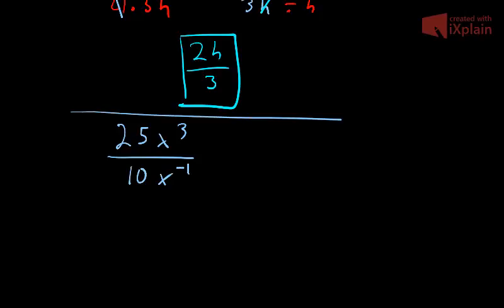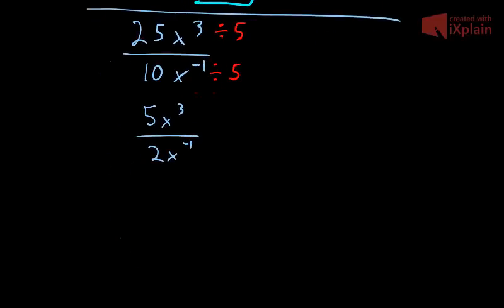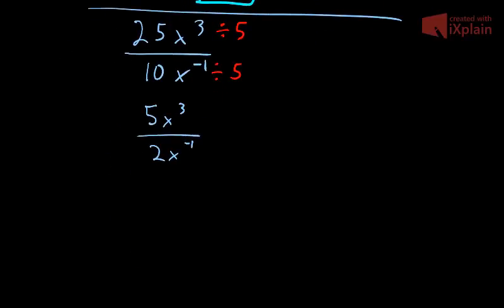So I know this is a bit of a stranger thing because we have a negative exponent now. That's all right. Here I have 25 and 10. I know I can divide both those by 5, so that's what I'm going to do first. Divide both those by 5. And what I end up with is going to be 5x cubed over... sorry, not 10x. 10 divided by 5 is 2x to the negative 1. And then looking at this, x cubed divided by x to the negative 1.